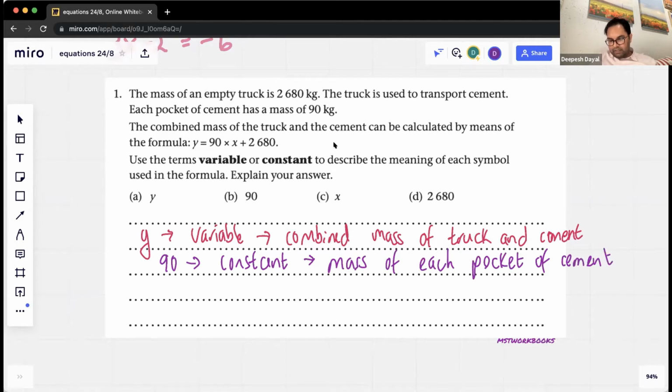What about x? Who wants to tell me what x is? Is that a variable or a constant? Variable. And what does x represent? The number of pockets of cement. The number of pockets of cement. Wow, you all are excellent. Number of pockets of cement, right?